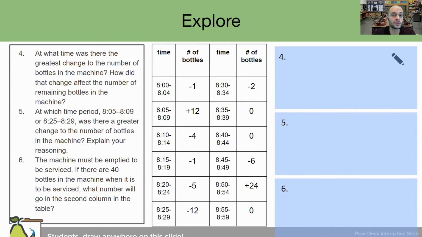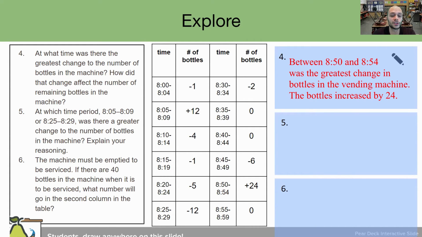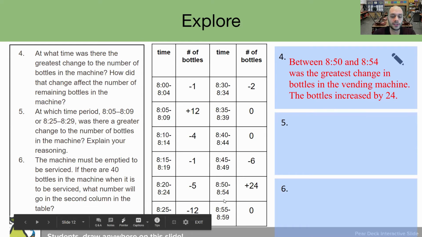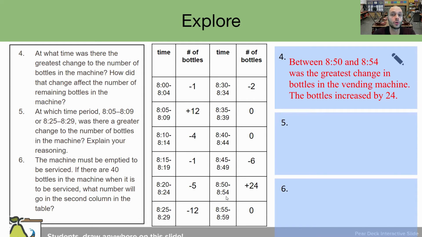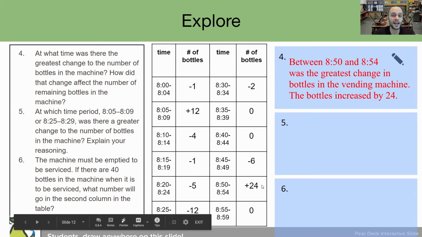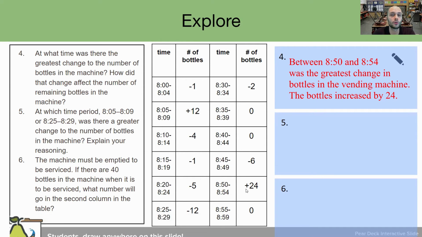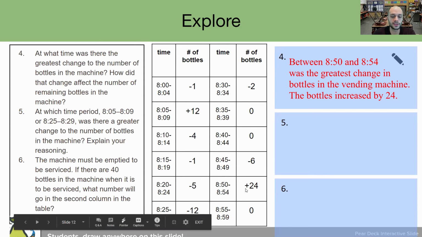Welcome back. If you said the biggest change here was between 850 and 854, you are correct. During this time, we actually gained 24 more bottles. So the machine must have been serviced during this time, and they added 24 more bottles to this machine. Okay, so this is a positive number. So we are adding bottles to the machine.